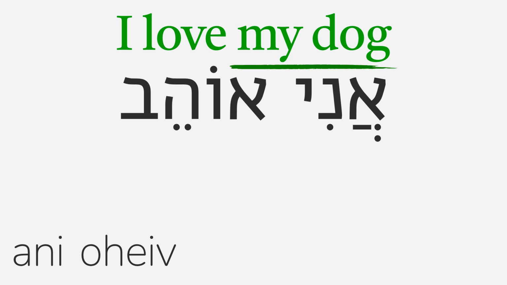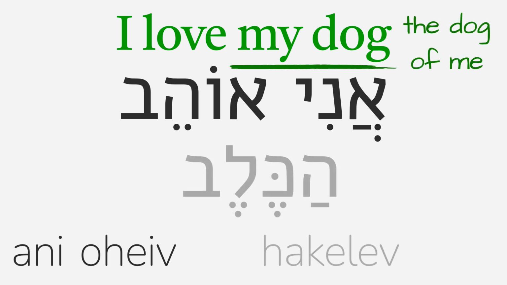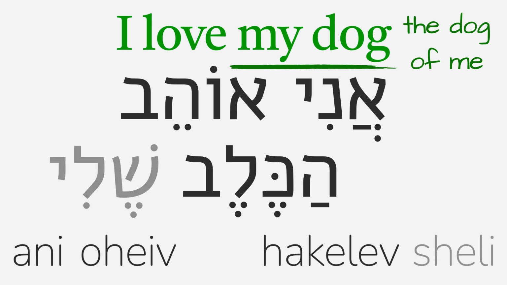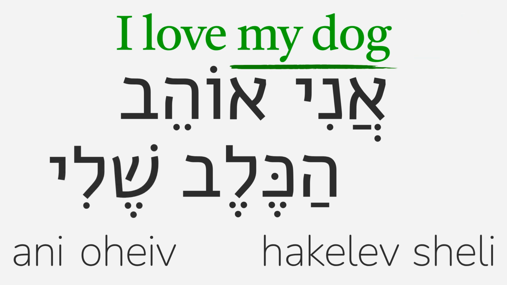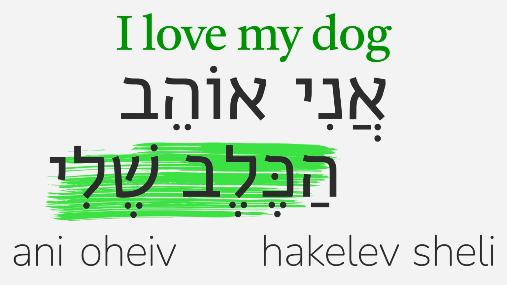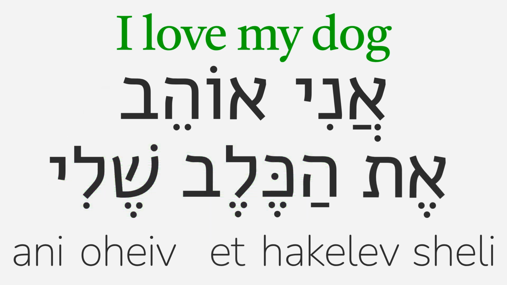To say my dog in Hebrew, the expression is the dog of me. Hakelev, the dog, sheli, of me. Hakelev sheli, my dog. But I love my dog is not ani ohev hakelev sheli. This is because hakelev sheli, my dog, is the definite direct object of the verb ohev, love. When we have a definite direct object of a verb in Hebrew, the preposition et must go before it.